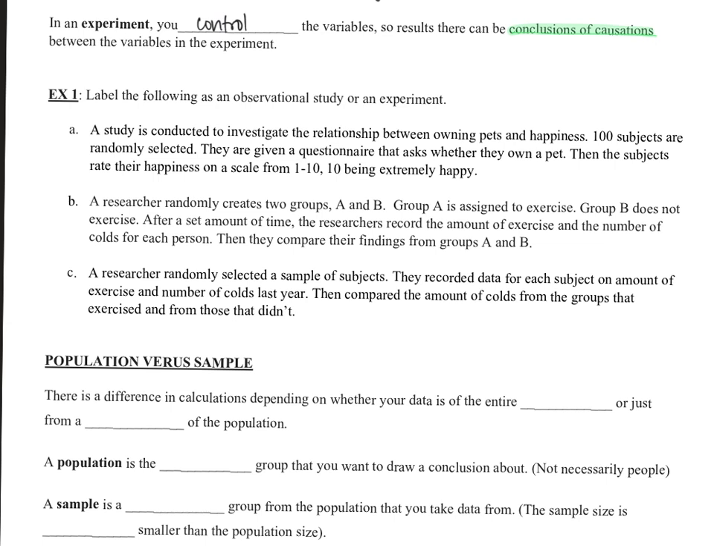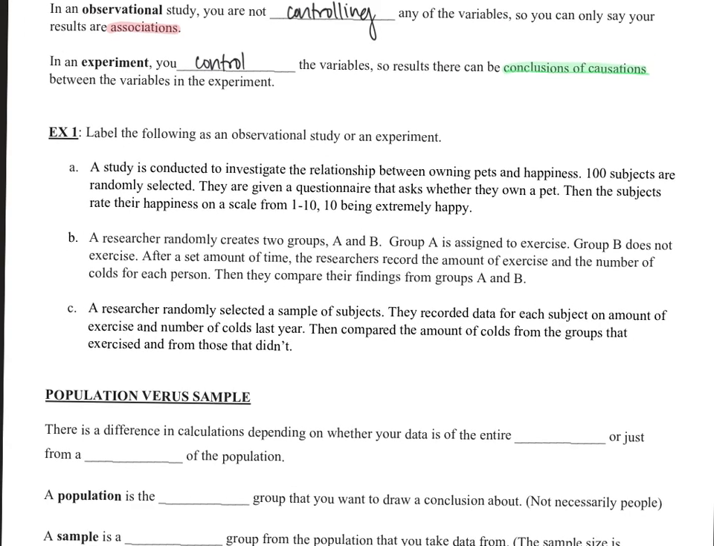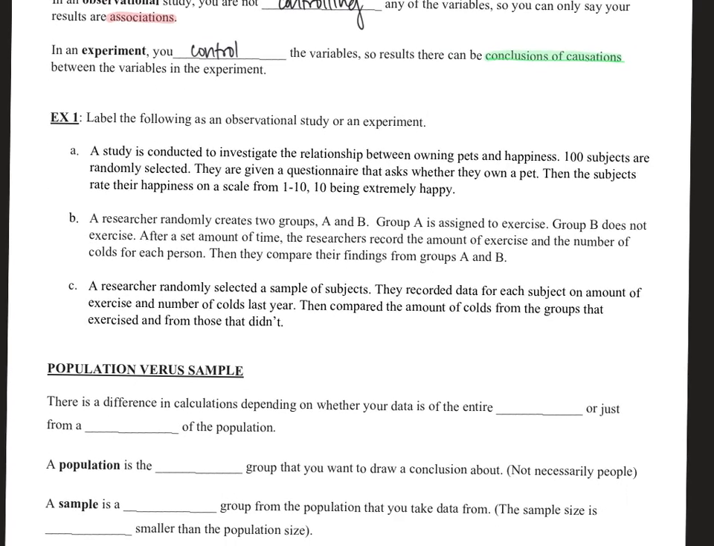So I like to ask myself, did the researchers control anything here? And no, it's all random. They just randomly picked subjects and they're just trying to see if they can find any form of associations, as we noticed before. Okay, so this one is actually just going to be, let me change pen here. This is just an observational study.